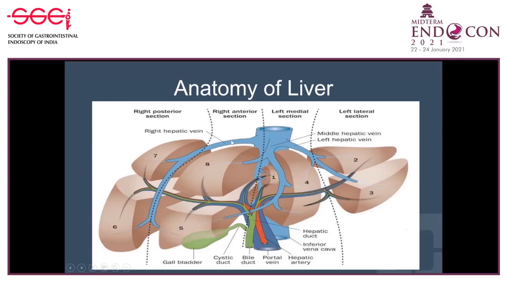The right hepatic vein divides the right lobe into anterior and posterior segments. The middle hepatic vein divides the liver into right and left hepatic lobes. And the falciform ligament, which is not visible in this image, divides the left hepatic lobe into medial segment 4 and lateral segments 2 and 3. The portal vein divides the liver into upper and lower segments.